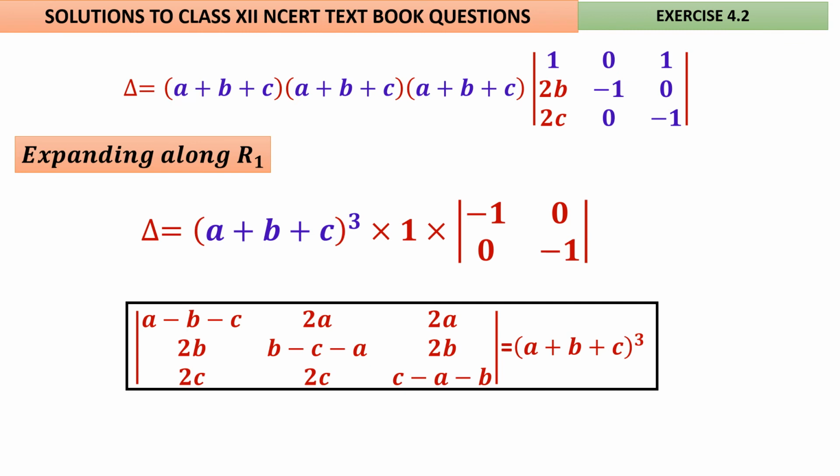Okay, I have taken everything outside and I got one determinant where there is no entry other than 1 and minus 1 only. But this is one way of doing it in a simple way.